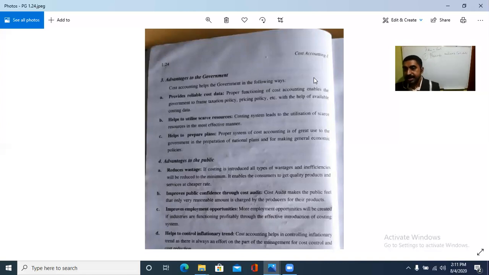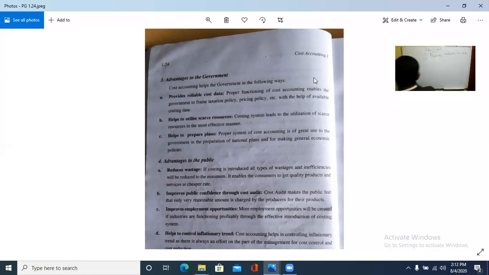അതാണ് ഓർക്കേണ്ടത്. ഗവൺമെന്റിന്റെ ഇതിൽ ഏറ്റവും പ്രധാനപ്പെട്ട ഏതാണ്? അത് ഫൈനാൻഷ്യൽ അക്കൗണ്ടിങ് ആണെങ്കിലും കോസ്റ്റ് അക്കൗണ്ടിങ് ആണെങ്കിലും പ്രോപ്പർ ടാക്സേഷൻ, ടാക്സ് ടു ബി പെയ്ഡ് ഫ്രം ദി നോർമൽ പീപ്പിൾ, റവന്യൂ ടു ബി ജനറേറ്റഡ് ഫ്രം ദ normal people. Then it is an advantage for the government also. So taxation policy, pricing policy, that will help with the available costing data. So proper functioning of cost accounting enables the government to frame a proper taxation policy, pricing policy like that with the help of the reliable information from the cost accounting.